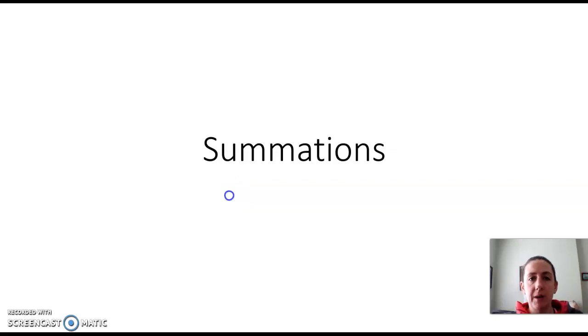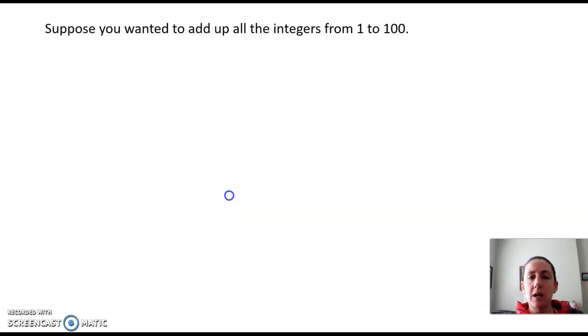Today we're going to talk about summations. Let's suppose you wanted to add up all the integers from 1 to 100. So 1 plus 2 plus 3 plus 4, all the way up to 99, 100. You can see that this is going to take a little time, right? 1 plus 2 is 3, 3 plus 3 is 6, 6 plus 4 is 10, and so on and so forth.